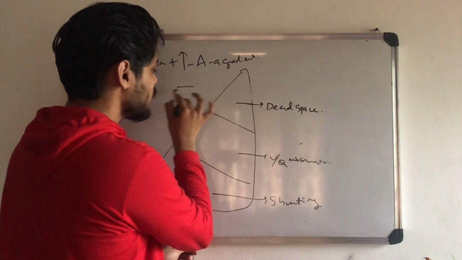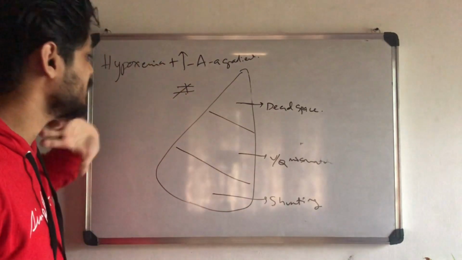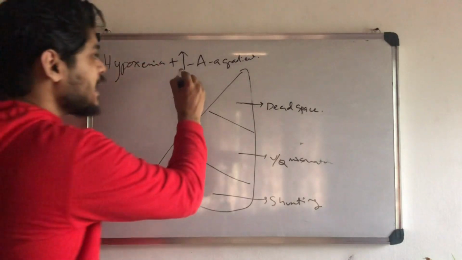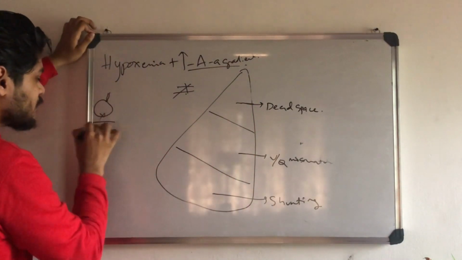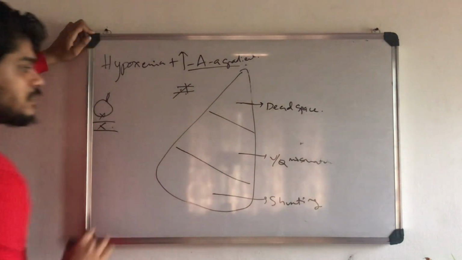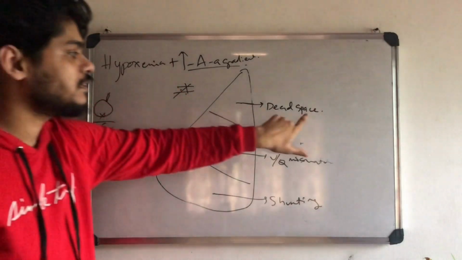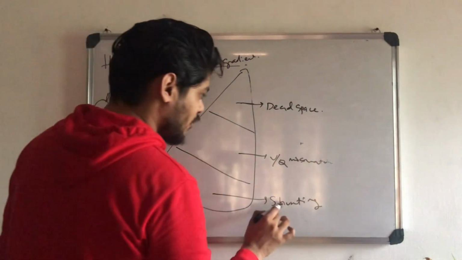Those places which do not contain blood vessel, or which have something wrong with the blood vessel. So we said AA gradient increases, that means something is wrong with diffusion, maybe something wrong with the alveoli, maybe something wrong with the blood vessel. So here we have blood vessel, something is wrong with the blood vessel, that is dead space. Understood? Now let me talk about shunting.